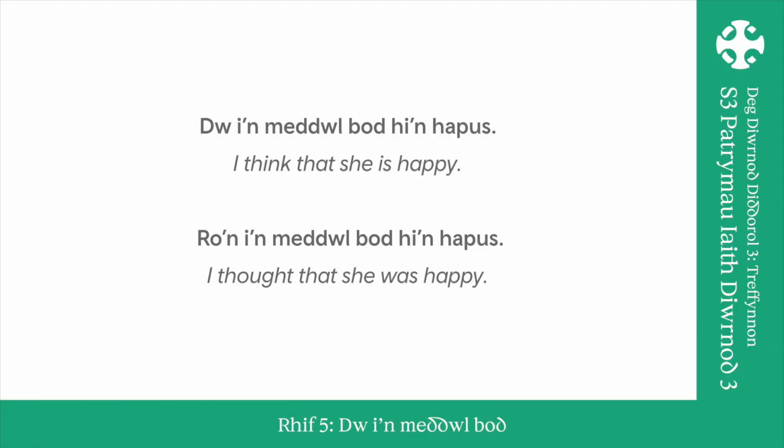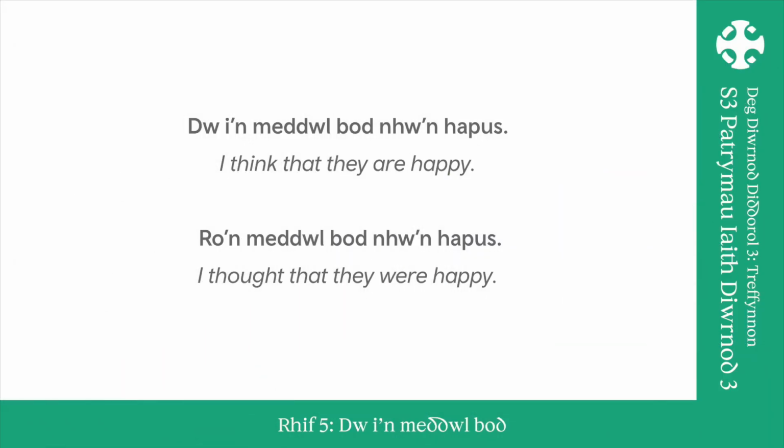Dwi'n meddwl bod hi'n hapus. I think that she is happy. Ro'n i'n meddwl bod hi'n hapus. I thought that she was happy. Dwi'n meddwl bod nhw'n hapus. I think that they are happy. Ro'n i'n meddwl bod nhw'n hapus. I thought that they were happy.